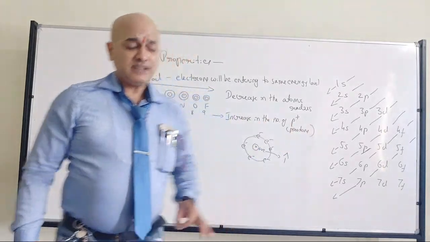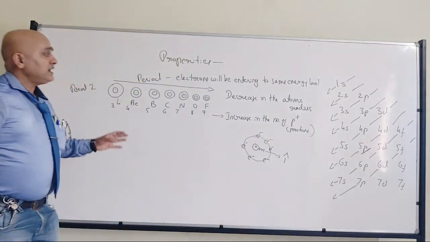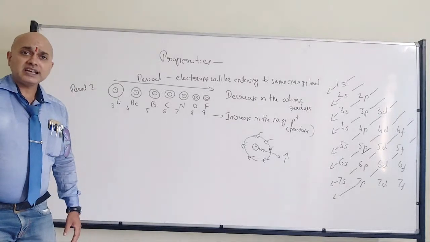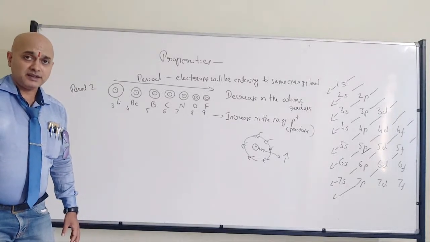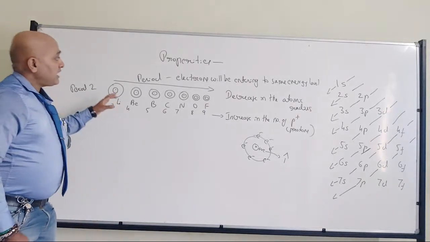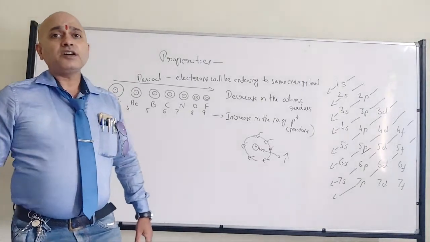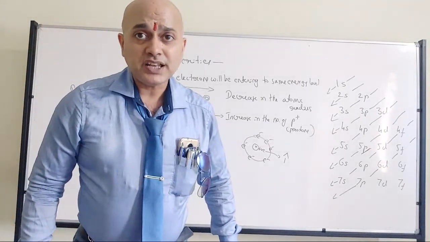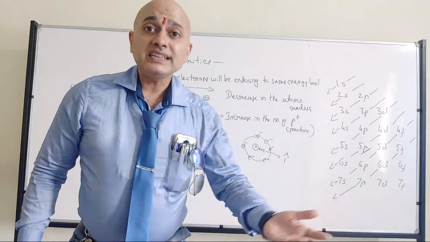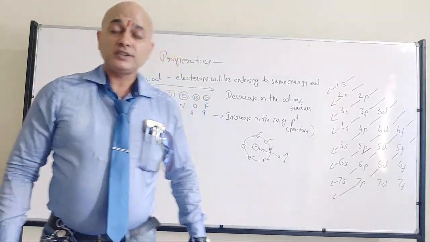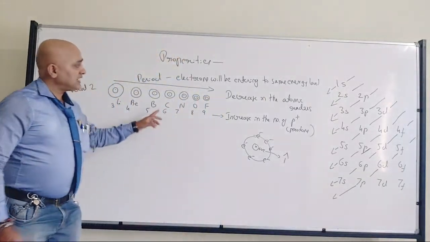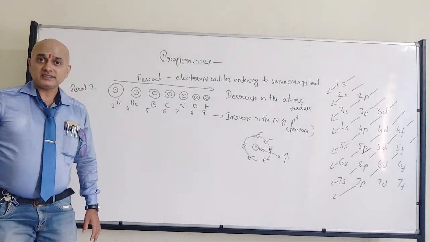Now the answer is very simple. Why across the period will atomic size decrease in the periodic table? The answer is, across the periodic table, electrons will be entering into the same energy level. Since there is an increase in the nuclear charge, due to that there will be a decrease in the atomic size.